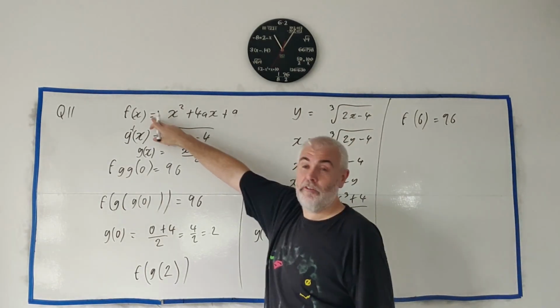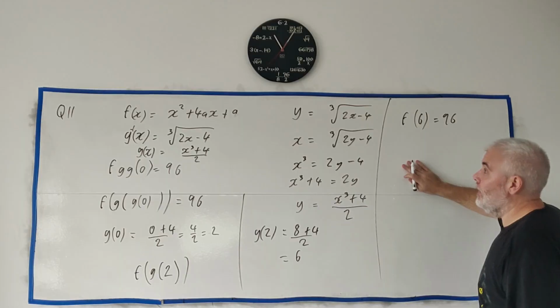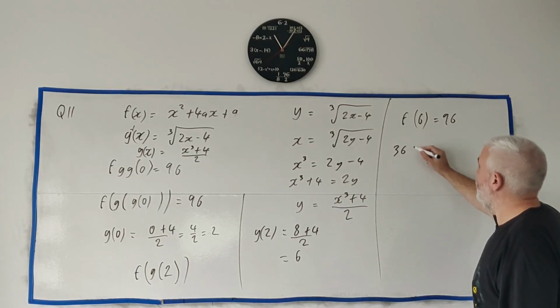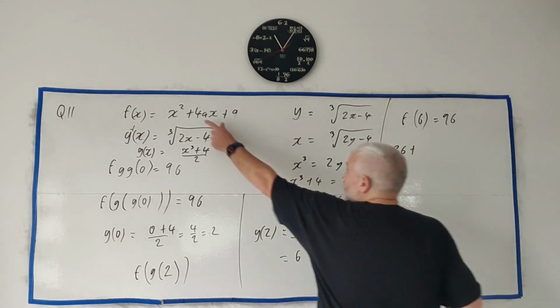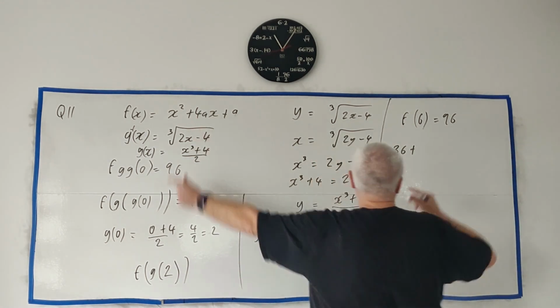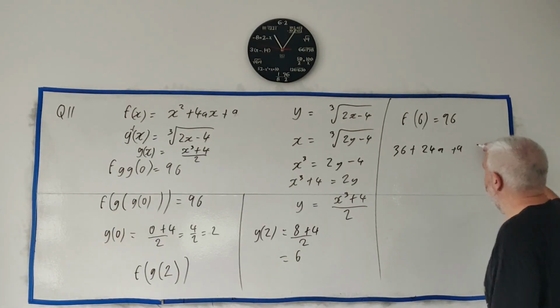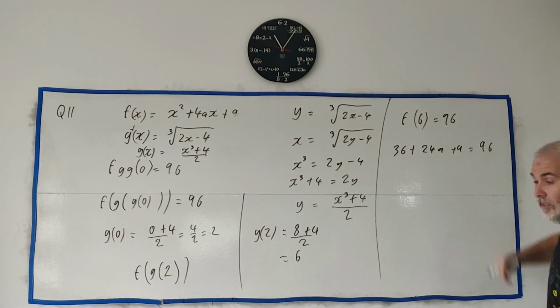So we move on to that function. We just get f of 6 is 6 squared, 36, plus 4 sixes is 24 times a, plus another a is equal to 96.